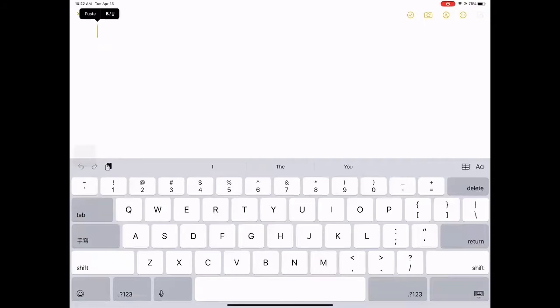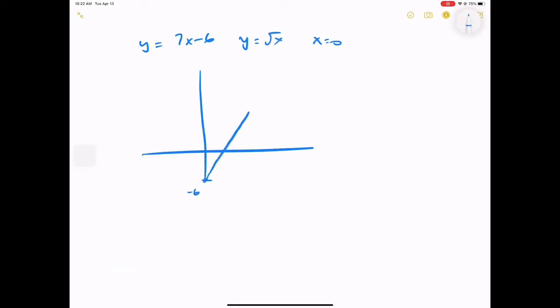It says, use the shell method to find the volume of the solid generated by revolving the region bounded by y equals 7x minus 6, y equals the square root of x, and x equals 0 about the y-axis. Okay, so a couple things we can figure out. This is a line with y-intercept -6 and a positive slope of 7. We have a square root graph right here that looks something like that.